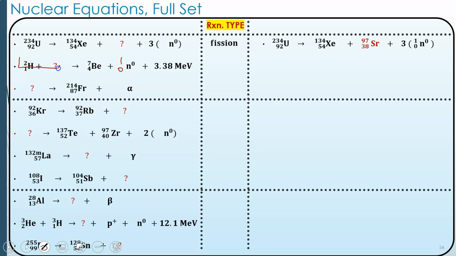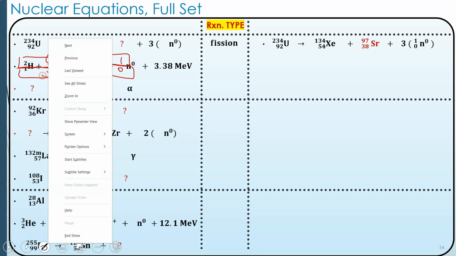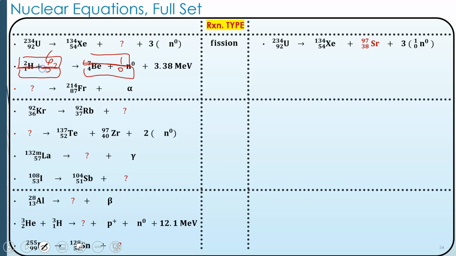We know that 2 plus something equals 7 plus 1. Well, 7 plus 1 is 8. So 2 plus 6 must be our remaining number. That's our top number, our mass number. And on the bottom, we know 1 plus our unknown must equal 4 plus 0. Well, then our missing number must be 3. So we have 6 on the top, 3 on the bottom.